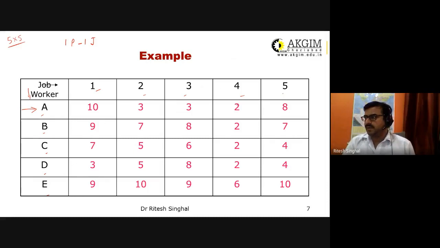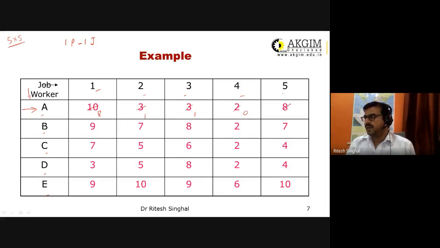In case of the first row, that is A, the minimum cost element is 2. So we have to subtract this 2 from the entire row. Like 8 minus 2 is 6, 10 minus 2 is 8, 3 minus 2 is 1, 3 minus 2 is again 1.